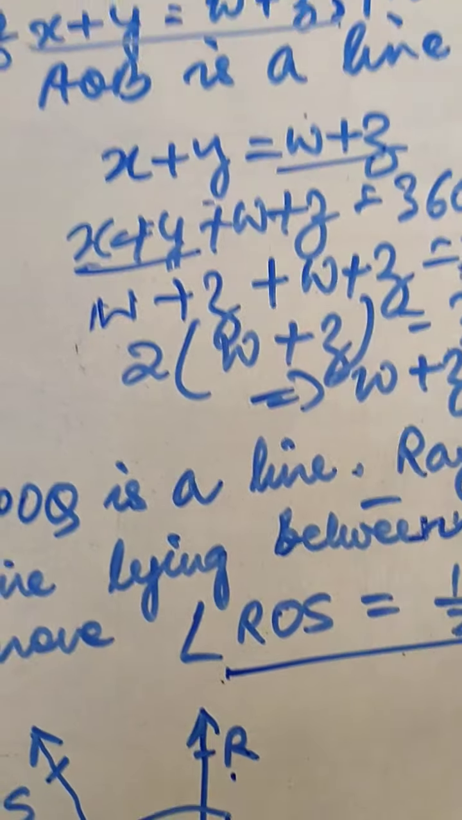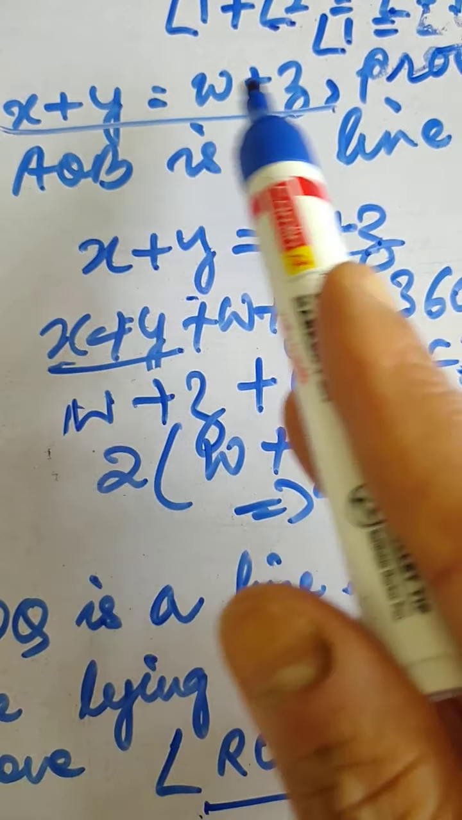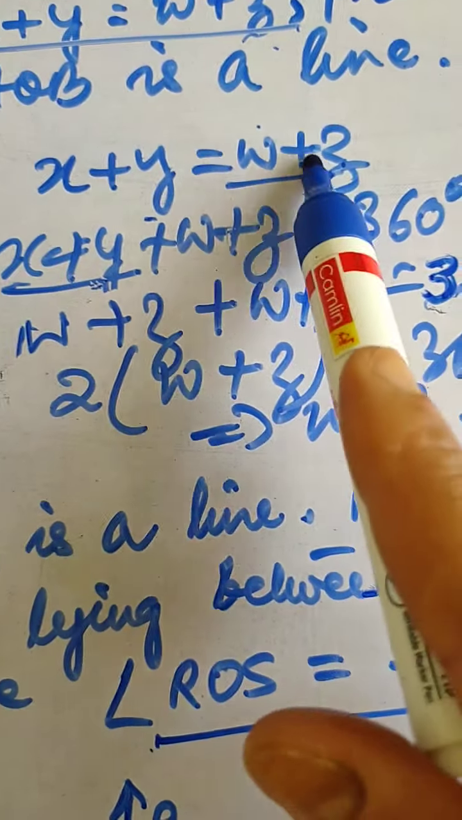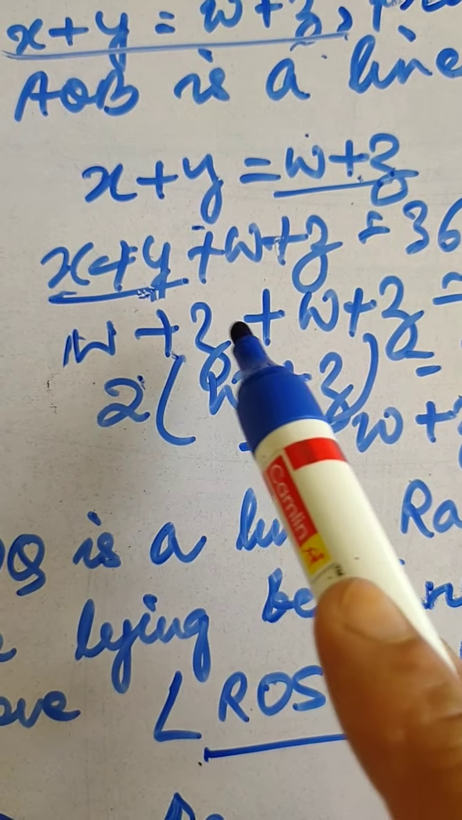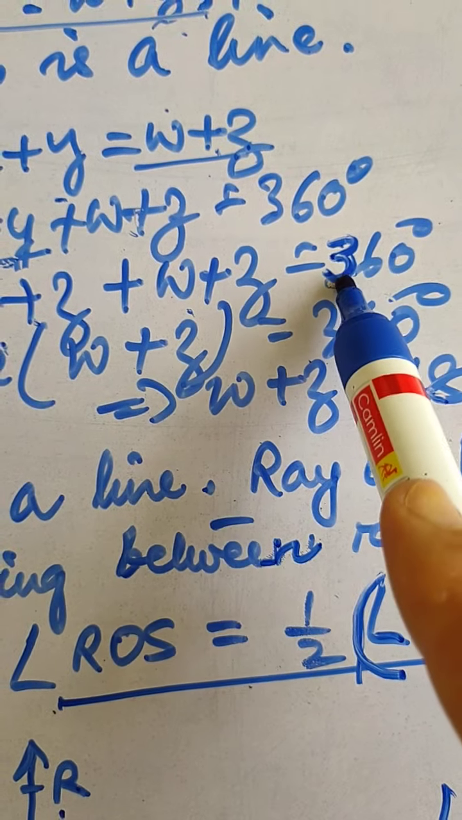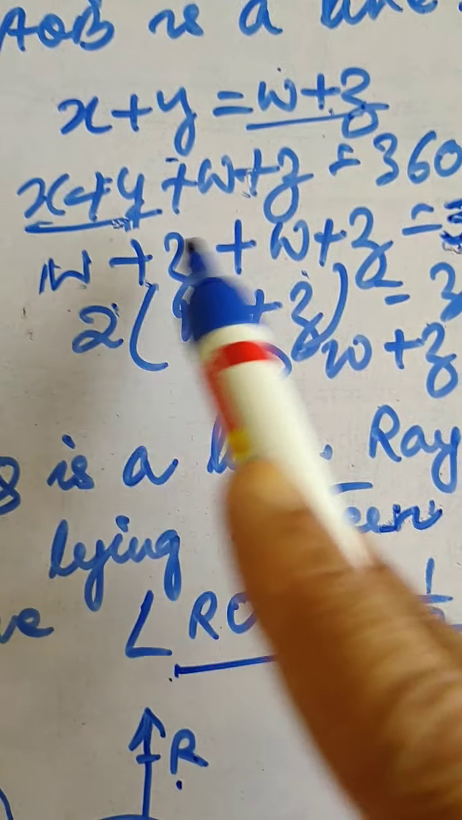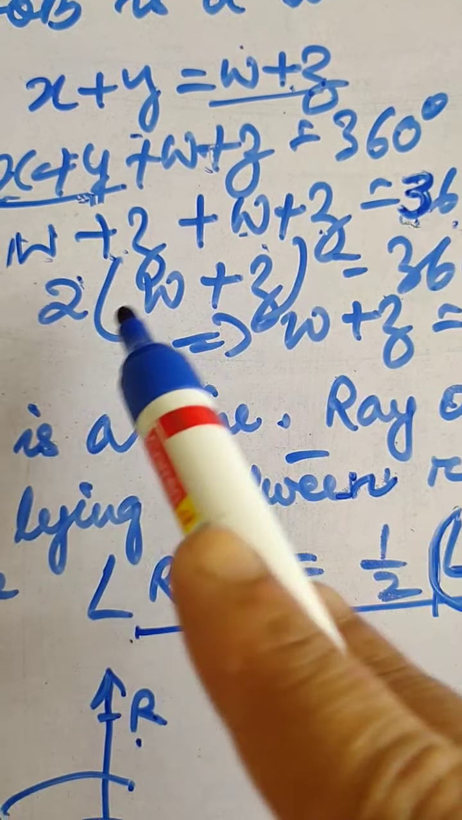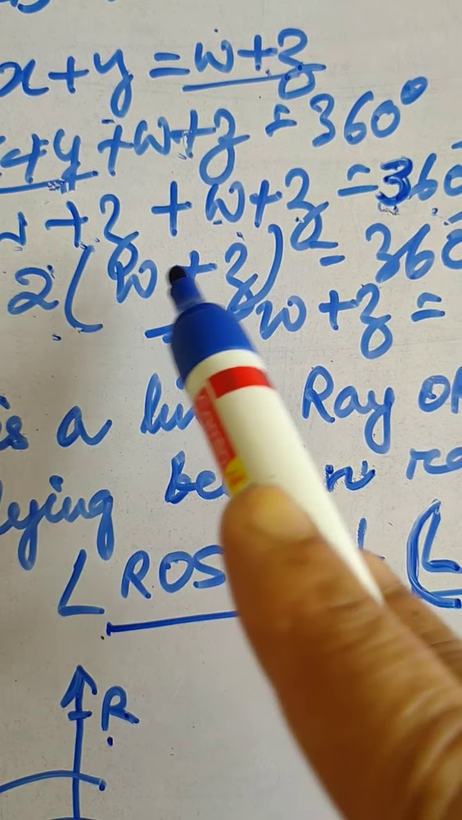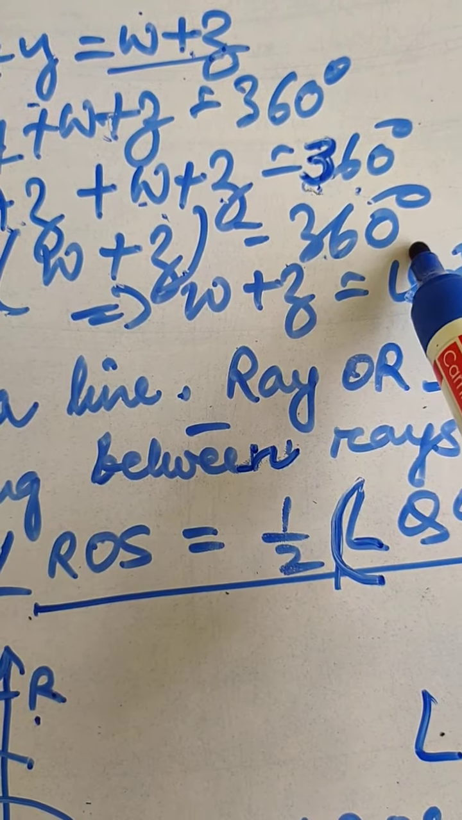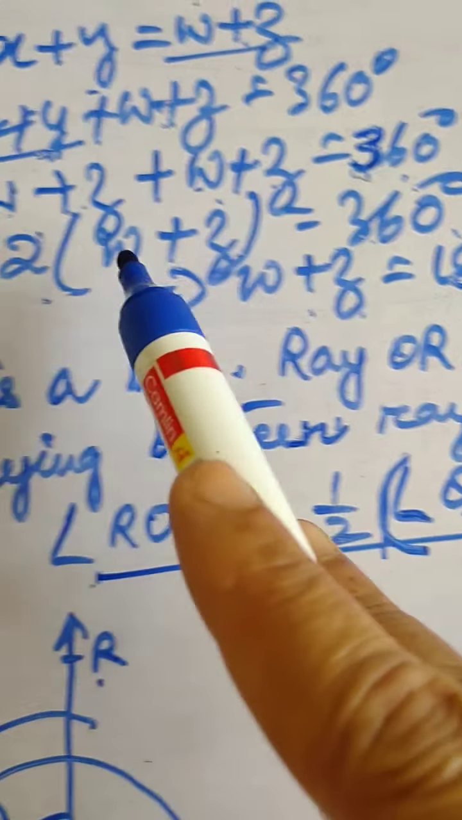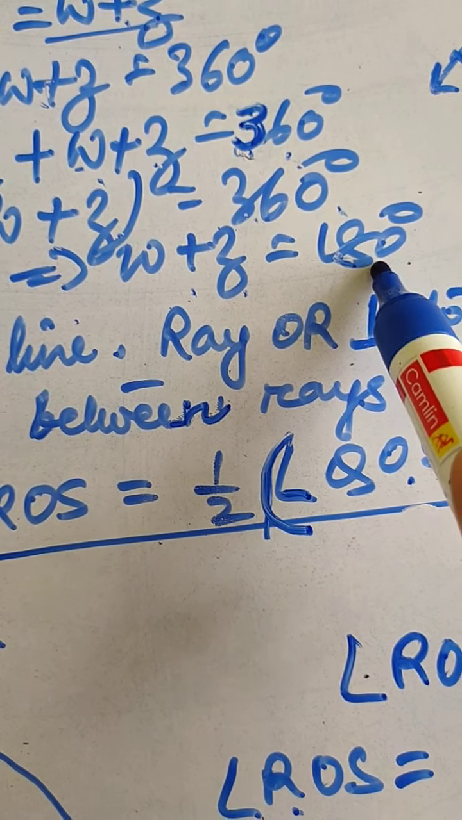Now here we have x plus y equal to w plus z. So in place of x plus y, we will write w plus z. So w plus z plus another w plus z gives you 360 degrees. That gives you twice w plus twice z equal to 360 degrees. We have taken 2 common. Then 2 times w plus z equal to 360 degrees. That gives you w plus z equal to 360 divided by 2, equal to 180 degrees.